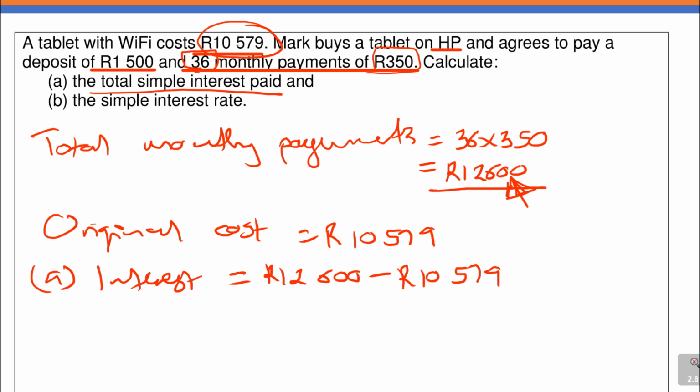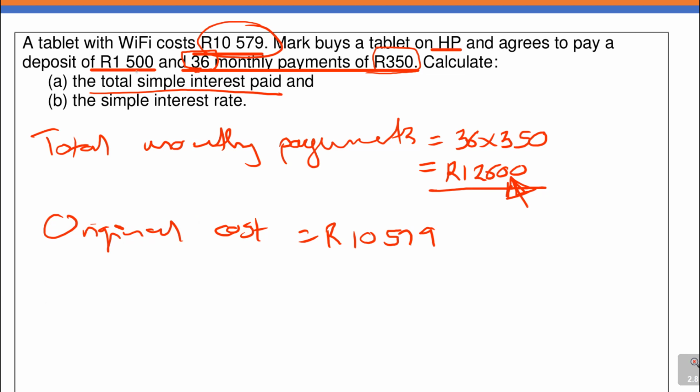So okay, a tablet costs this. Mark buys a tablet and has to pay a deposit of 1,500. Oh, I need to be careful here. Look at this again. Let me erase this. He pays a deposit of 1,500. But what was the cost of the tablet? 10,579. So we need to subtract: original cost less deposit. Let's take out the deposit that he paid, because he did not borrow 10,579. He first paid 1,500, so we're going to say minus 1,500.